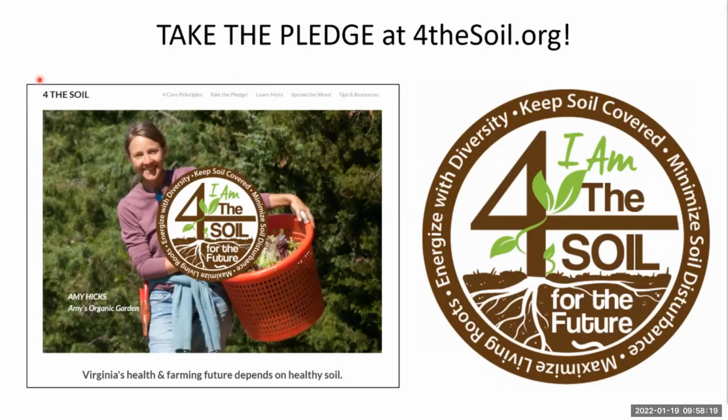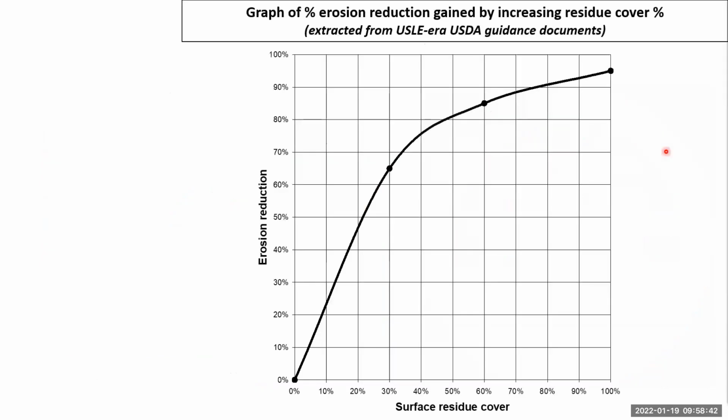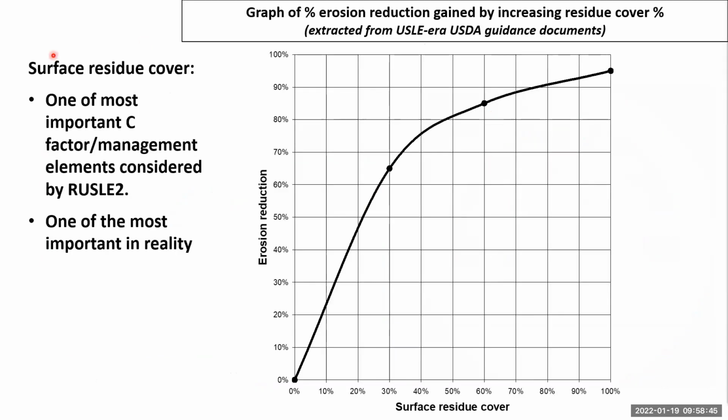And that takes us back to this point, guys. We have a lot of interest in soil health and improving organic matter, even sequestering carbon to fight climate change. Y'all, it starts with keeping the soil covered. And that's part of what RUSLE2 will help us do, account for the fact that on some slopes, to improve soil health, we have to keep the soil very well covered. And so surface residue cover is one of our most important elements to be considered in RUSLE2 and in the real world.